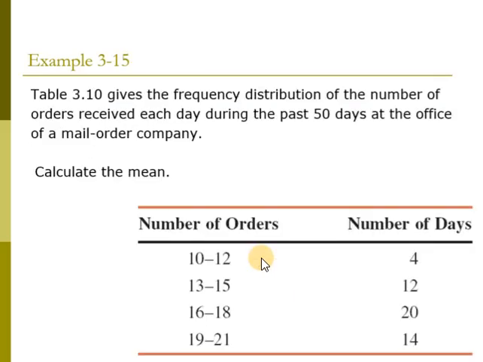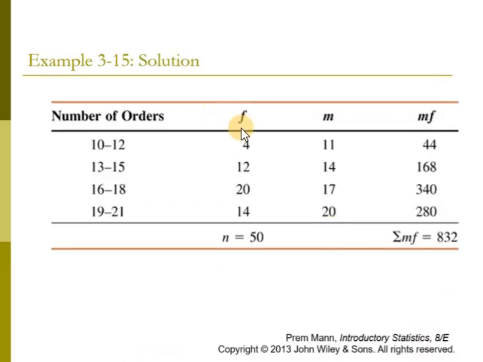The second example for the grouped data: table 3.1 gives the frequency distribution of the number of orders received each day during the past 50 days at the office of a mail order company. Calculate the mean. This is the number of orders in each class. There are 4 classes here, and this is the number of days, which is the frequency. So put the frequency here and then find the midpoint value for each class. For 10 to 12, the midpoint is 11. Then find the MF: 4 multiplied by 11, you get 44.